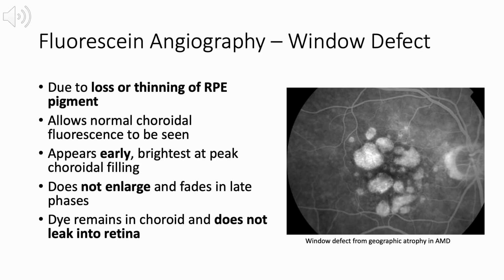The accompanying angiographic image demonstrates this pattern in geographic atrophy from age-related macular degeneration. The areas of RPE loss allow increased transmission of choroidal fluorescence, producing well-demarcated early hyperfluorescence that fades without expansion, consistent with a window defect rather than active leakage.